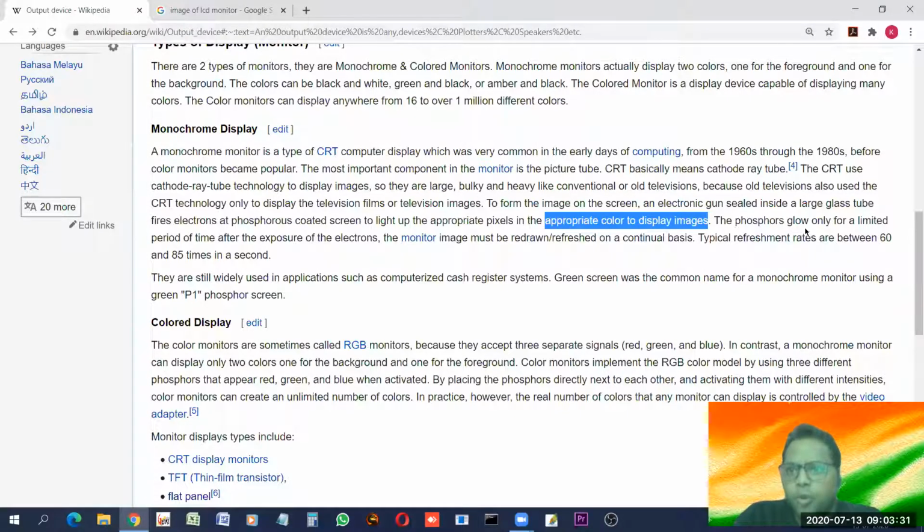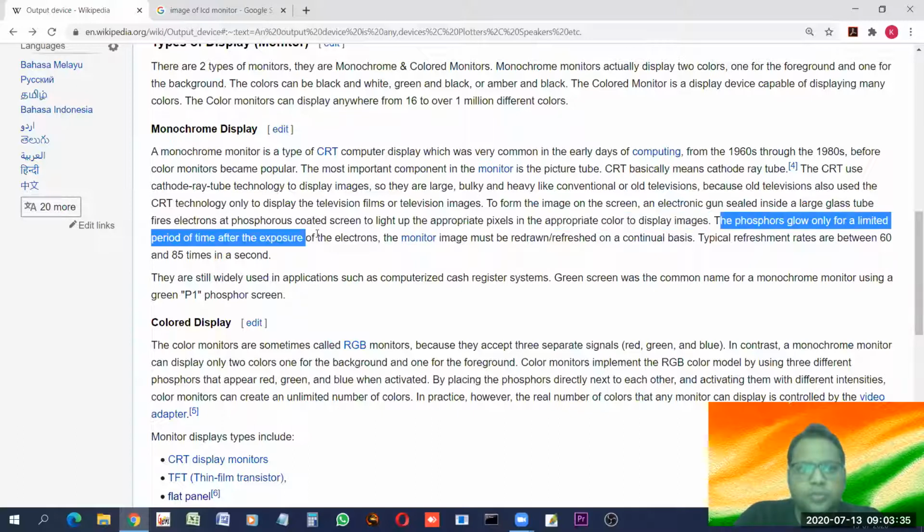The phosphor glows only for a limited period of time after the exposure of the electrons. It's quite simple to understand. The phosphorus screen is illuminated as long as the electron beam is falling on it. If it stops, then it also stops illuminating. So the monitor image must be redrawn or refreshed on a continual basis.